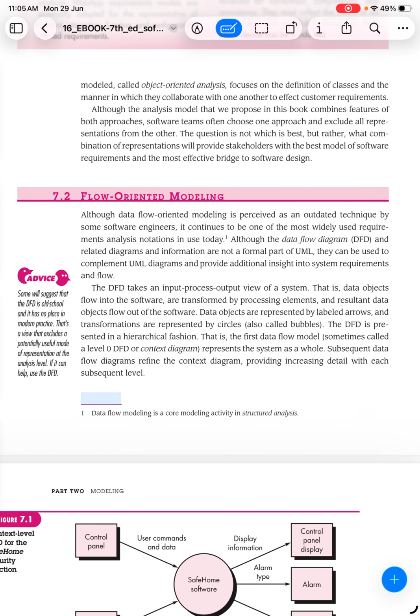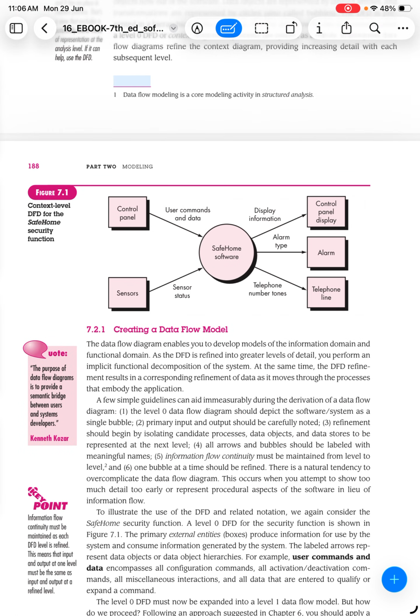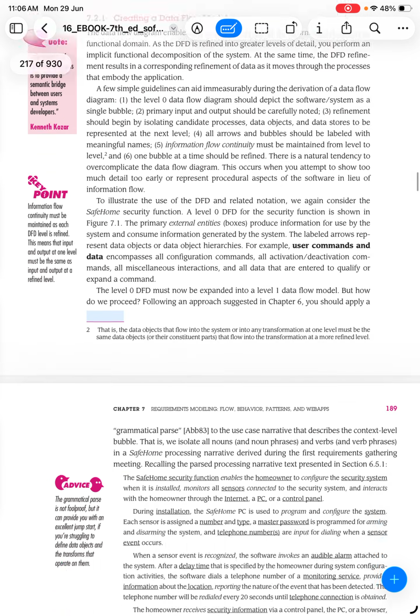Hi, so today we will be covering data flow diagrams. Let us look at the diagrams first. Here is a level 0 DFD for the SafeHome security.